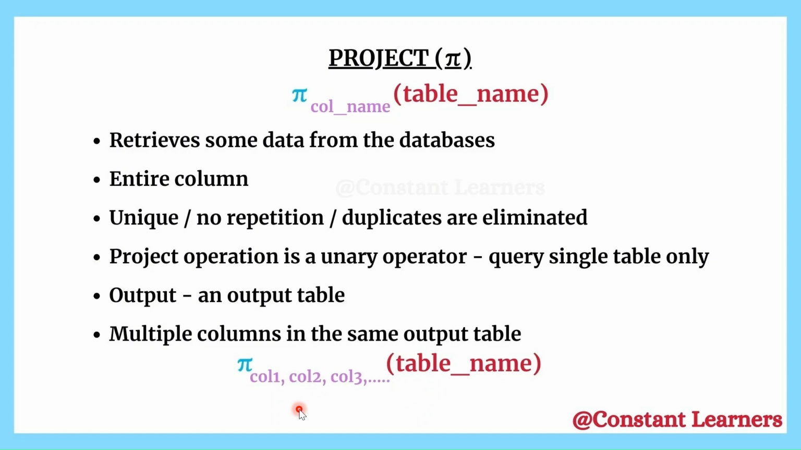Project operation is giving us the entire column, right? But we can also get conditioned columns. Like if I want only the names of students that are in the CS department. Now project operation will give me the entire name column, but I don't want the entire name column.